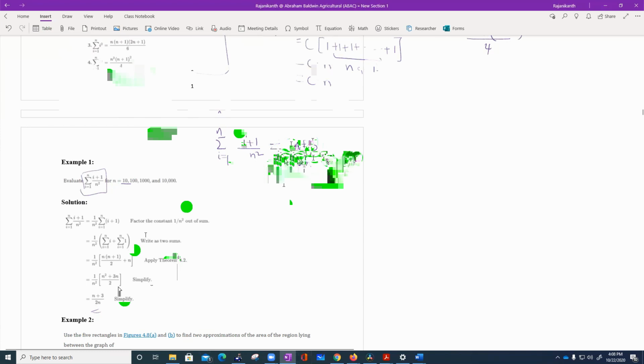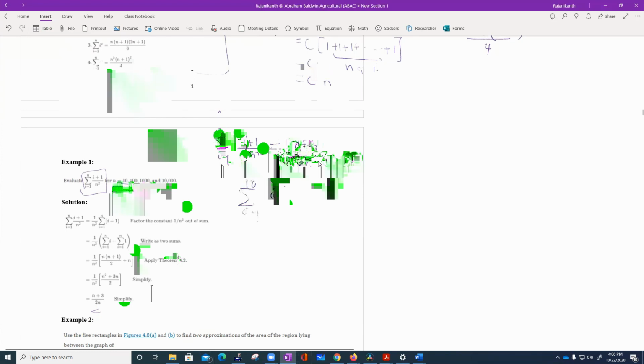Okay, now you consider case by case. The first case you need to find is for n equals 10. That means, if you plug in 10, you will find the answer. That is the summation of i plus 1 over 10 squared, i from 1 to 10, which should be simply plugging in 10 here: 10 plus 3 over 2 times 10.